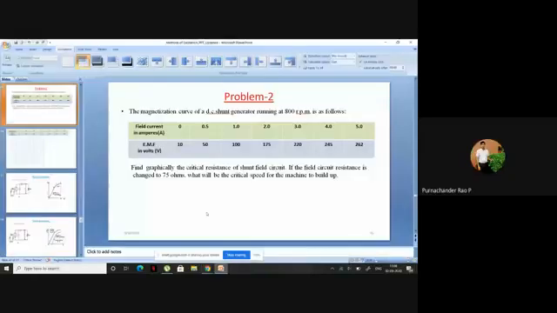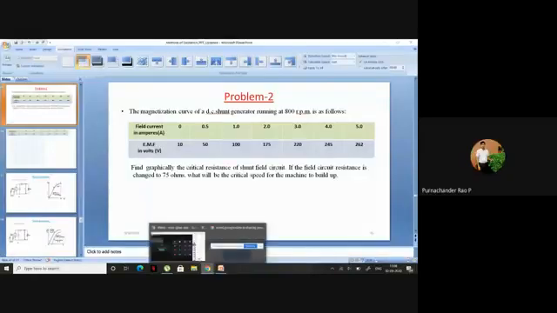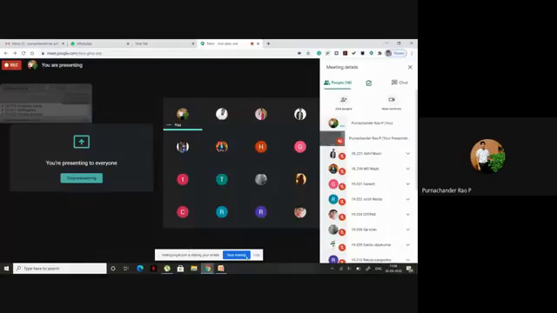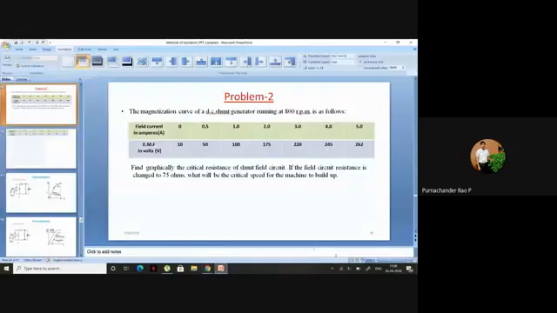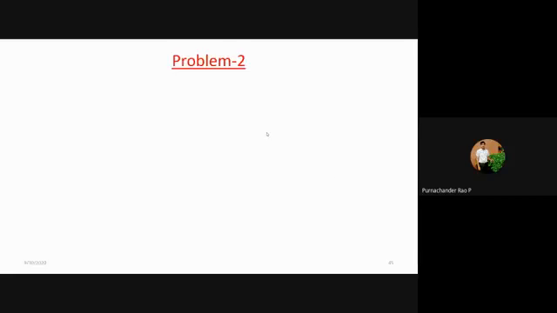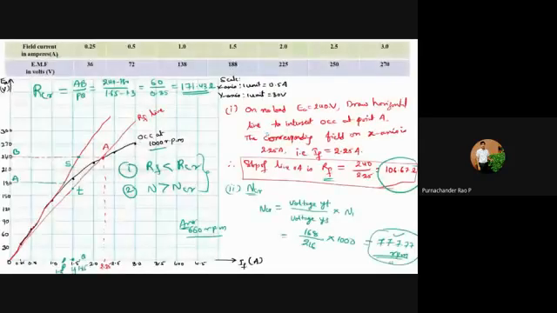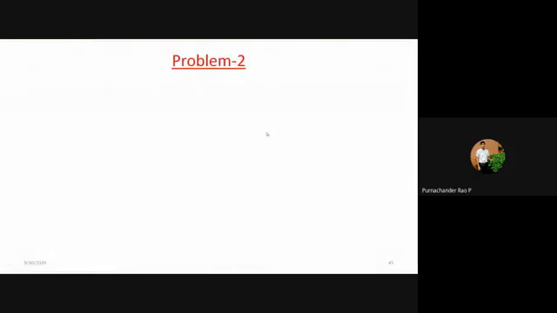Okay, note down the problem. Yesterday we discussed one problem, and we found the critical resistance and critical speed. So today we'll solve one more problem. All of you note down this problem.